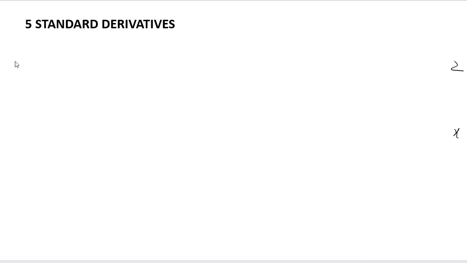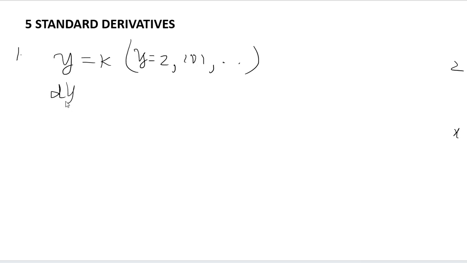The first standard derivative is y is equal to k. That means if y is any number, say y is 2, 1, 0, 1, any number, then the derivative of y, which is nothing but d by dx, where we replace y by k, the answer is 0.